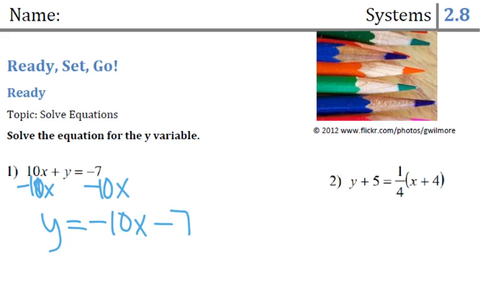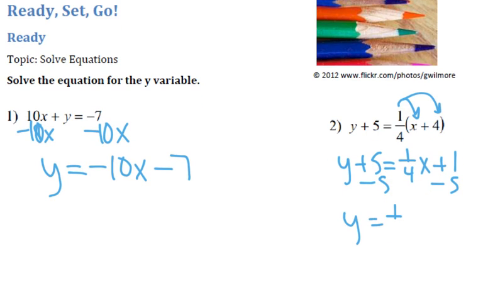On number 2, first I want to distribute through here. So I get y plus 5 equals 1/4 x plus 1/4 times 4 would be 4 over 4, so just be 1. Then subtract 5, and I end up with y equals 1/4 x minus 4.